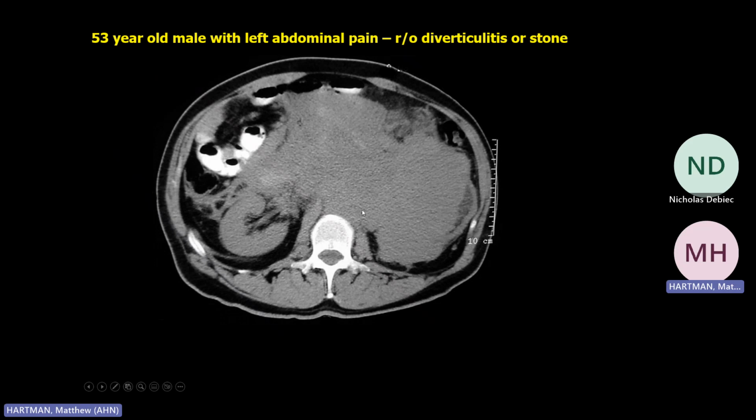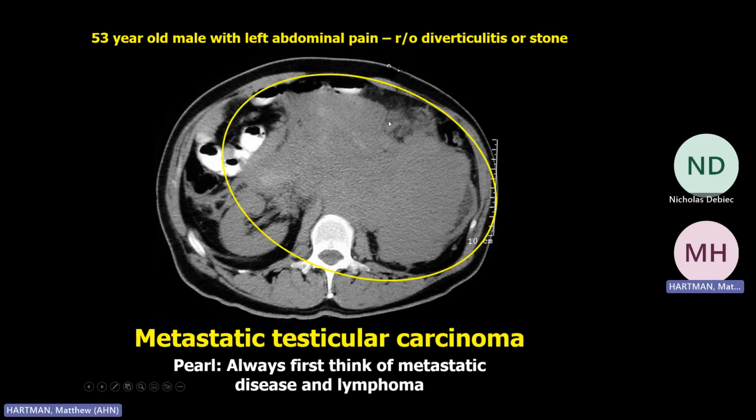Instead, I see a solid, large infiltrative mass centered in the retroperitoneum. Remember the Hartman rule, every differential, Mets and lymphoma will be right. This was metastatic testicular carcinoma.